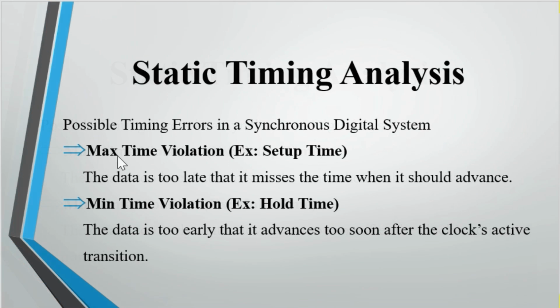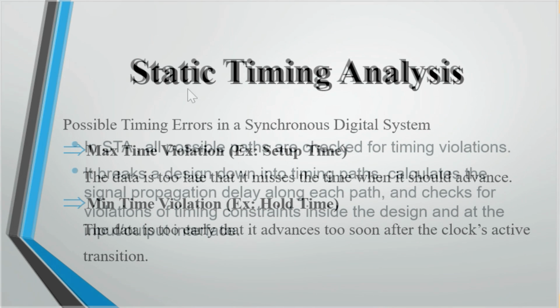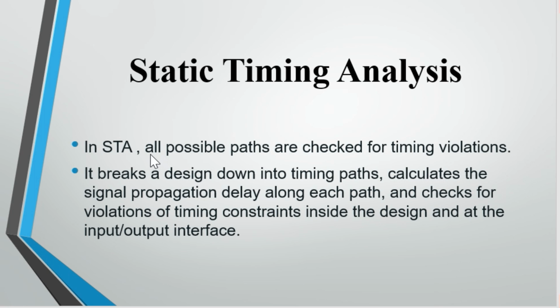So max time violation is when the data is too late that it misses the time when it was supposed to move. And min time violation is when the data is too early that it advances too soon after the clock's active edge. You might have heard of setup time and hold time. So setup time is nothing but a subset of max time violation, and hold time is a subset of min time violation. In STA, the timing performance of the design is validated by checking all possible paths for timing violations.